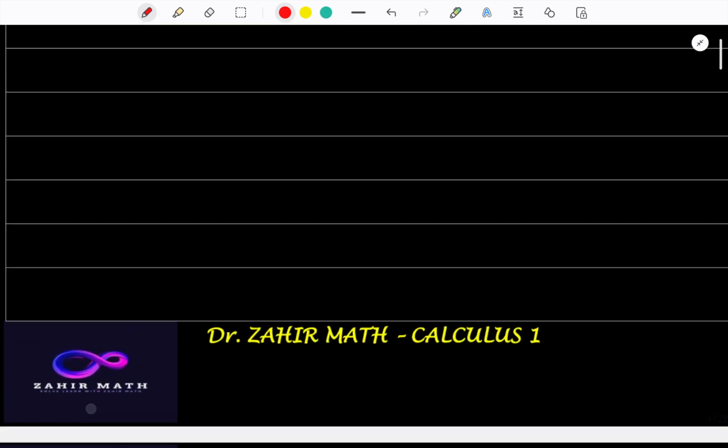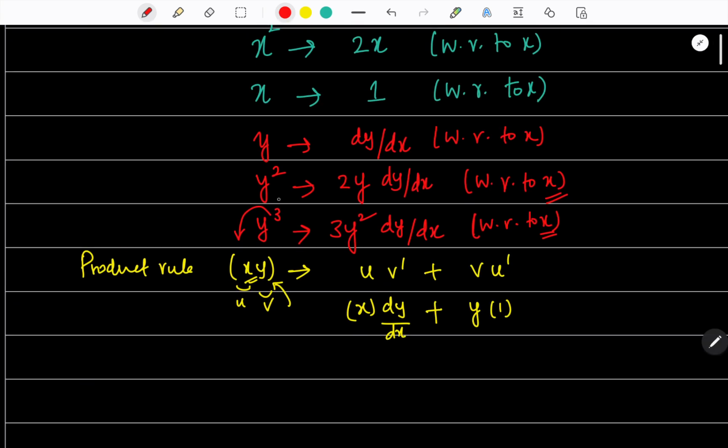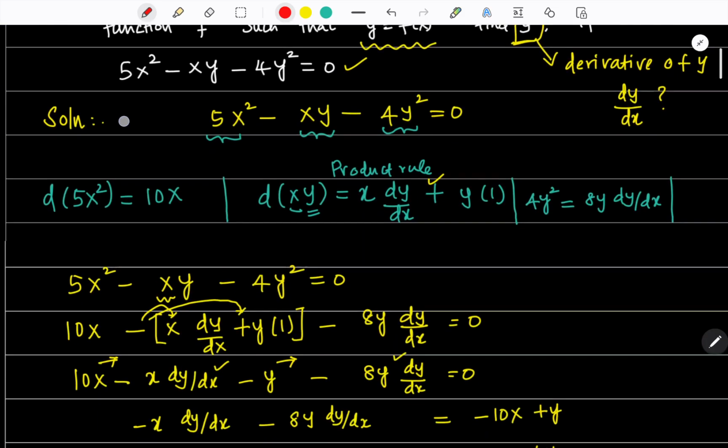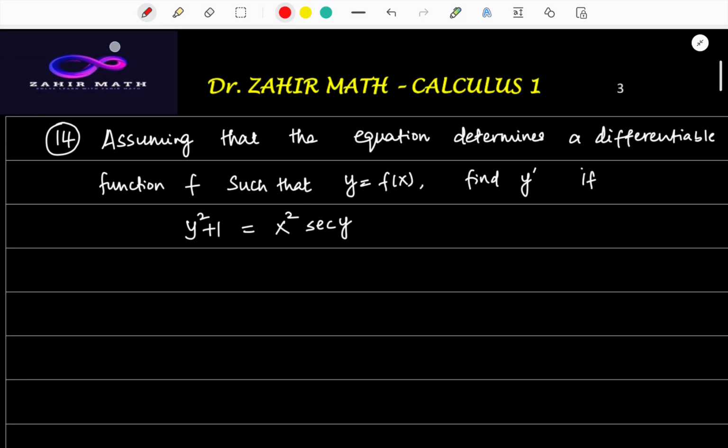So very simple idea. Keep in your mind, the basic idea is y you are taking as dy by dx. Y square is 2y dy by dx. That's the main idea. Let's go to the next question.